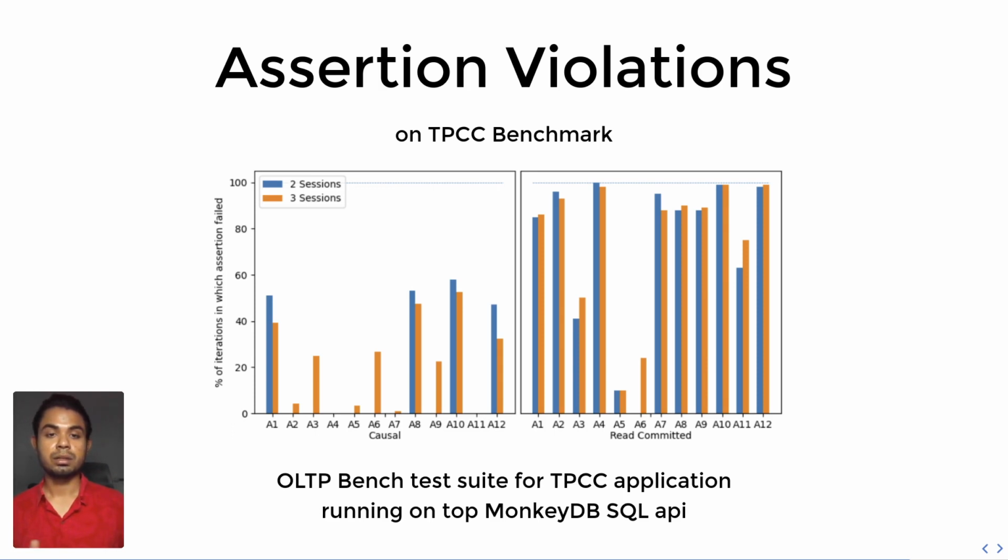In the plot, the x-axis denotes each assertion from 1 to 12. Blue and orange color denotes 2 or 3 sessions in the workload. The y-axis denotes the percentage of assertion violations. As we can see, the MonkeyDB runtime is able to violate all assertions with good probability in read committed and many of the assertions in causal. Running the same experiment on MySQL under read committed, we were only able to see violations for 6 assertions, even with 10 sessions and a much larger workload.